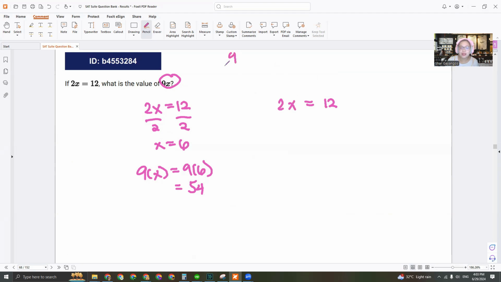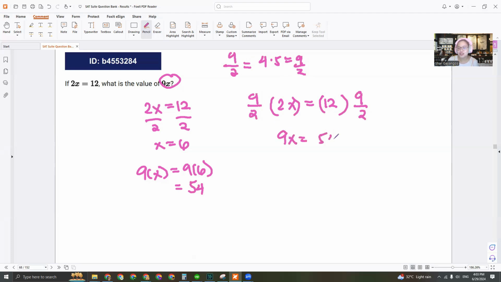So 9 divided by 2, that's what? 4.5, right? Or basically 9 over 2. So that tells us that if we multiply both sides of the equation by 9 over 2, what does that give us? 9x on one side and 54 on the other. So this is another approach to solving problems like this.